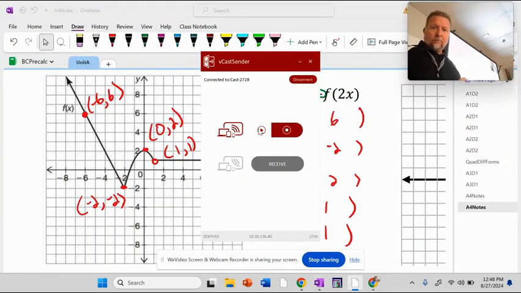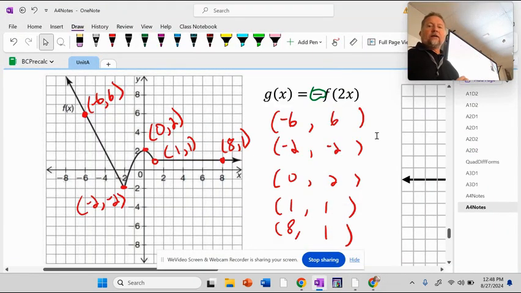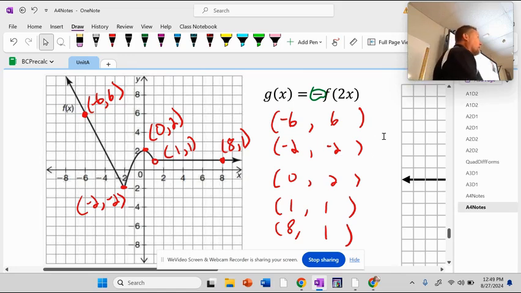What does the negative on the outside do? Which one does that affect, the x's or the y's? So what is that negative? It's a vertical or a horizontal stretch, or sorry, reflection. Which one is it? Vertical. Who does that affect? When I'm up here and I go down here, that means the y's are negated.